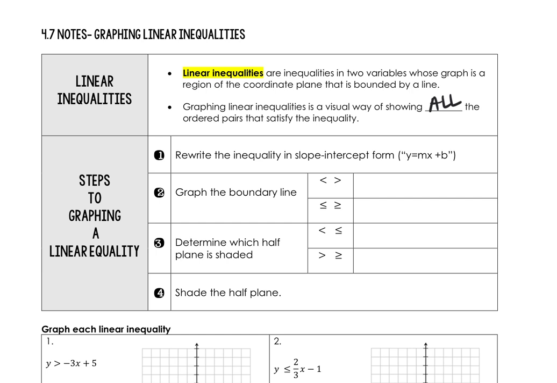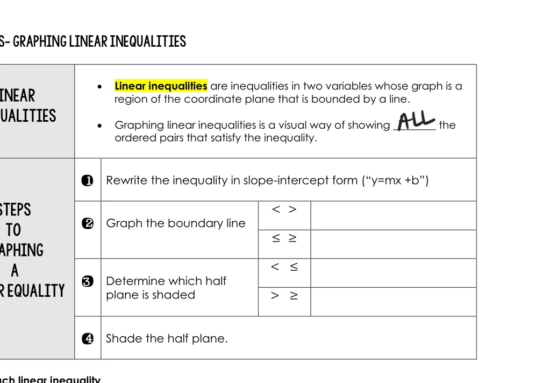Then, when we go to connect the points that we have made, step number 2, when we graph this boundary line, if our inequality sign is just less than or just a greater than sign, then our boundary line is going to be a dashed line. So you're going to connect those points with a dashed or a dotted line to show that the points on that line aren't actually included because they have to be greater than or less than.